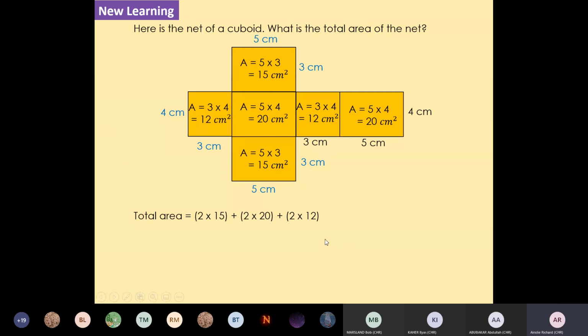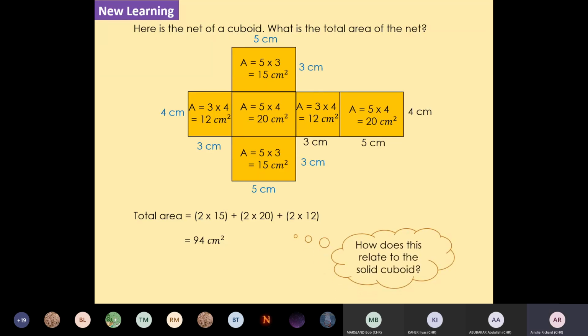So, another way of doing this, I've got 2 lots of 15, I've got 2 lots of 20, and I've got 2 lots of 12. So I can just do 2 times 15, 2 times 20, and 2 times 12 and add those bits together. However, you can just literally do 15 plus 15 plus 20 plus 20 plus 12 plus 12, whatever suits you. You get the correct answer either way. So my total surface area is 94 centimeters squared.